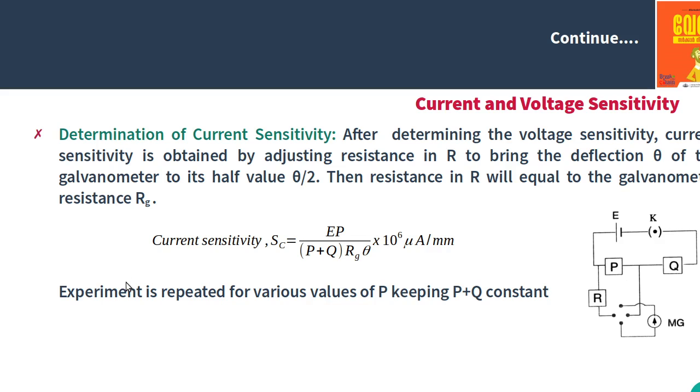So this experiment we can repeat for various values of P, but we should keep P plus Q constant. That means we will always keep P plus Q 1000. You can take P 1 ohm first and you take 999 in Q. Next experiment you can take P equal to 2 ohm, you keep Q at 998. That means P plus Q is constant. You can take 3 ohm in P, you can take 997 ohm in Q. Like that, we can repeat the experiment many times and we can get the values for current sensitivity and the voltage sensitivity. The value will be almost the same. Okay. So, that is how we will find out the current and the voltage sensitivity using this arrangement.